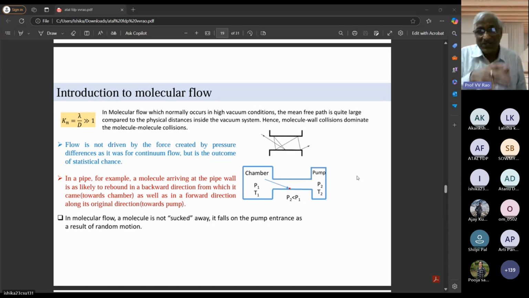Now, this is a part of system design. You should know these things. So just go through this for half a minute. This is the molecular flow, which is happening below 1 torr. Just go through it for half a minute.